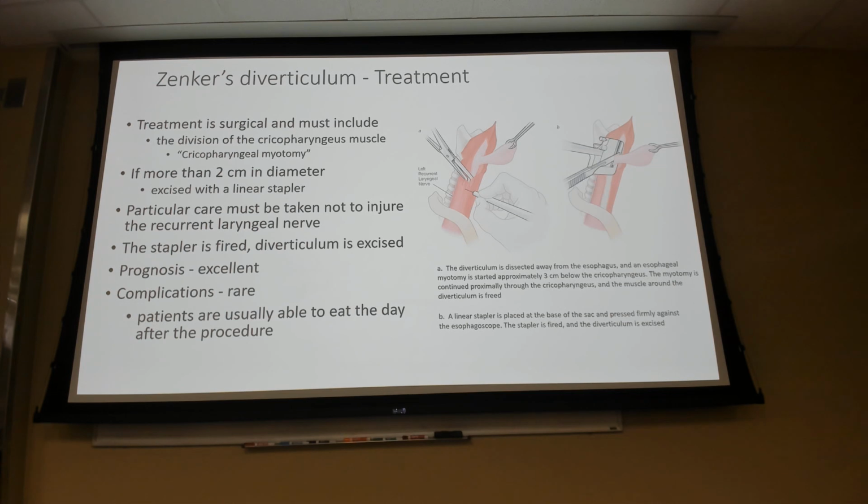And the treatment is surgical. So it's a cricopharyngeal myotomy. Depending on the size of it, it'll just depend on whether we have to use a linear stapler versus just removing it. But what we have to consider here is we have a nerve that runs through there, the recurrent laryngeal nerve. So that's always something we have to take into consideration when we're working on these patients, and we don't damage that nerve. It's typically an easy procedure. It's got a great prognosis, very few complications. But it is the most common diverticulum we see.